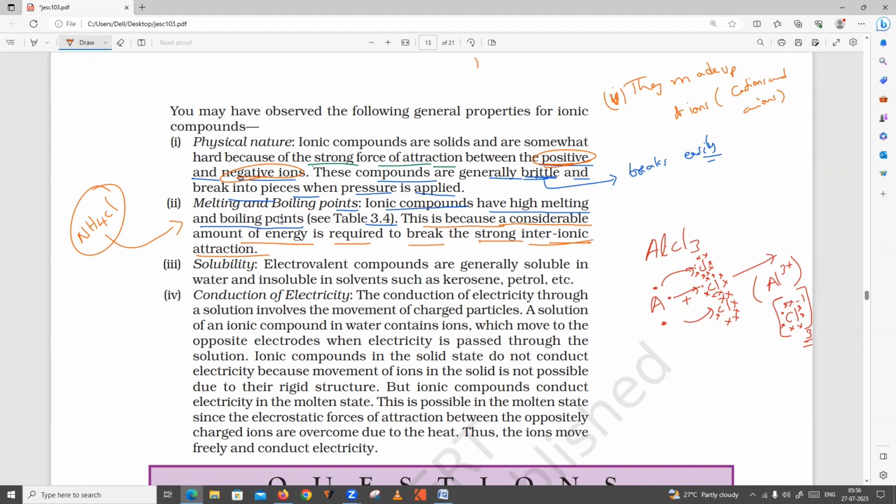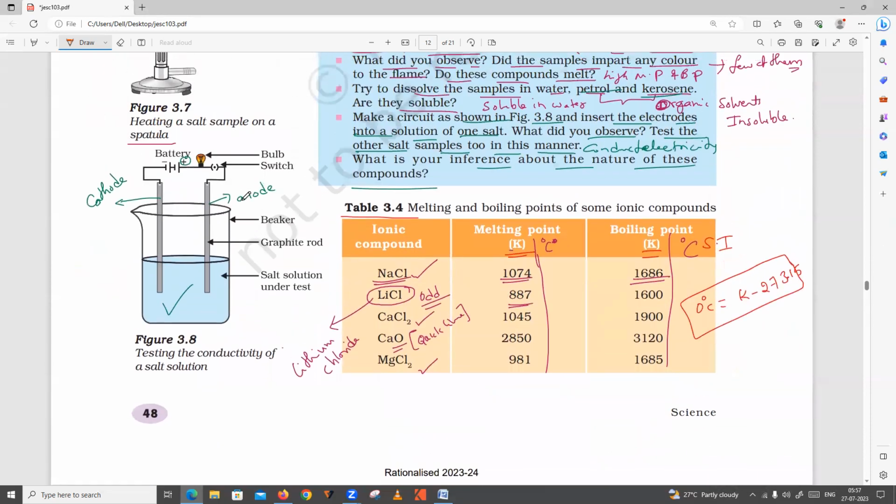So interionic attraction means what? The force of attraction present between the ions. Which ions? Cations and anions. Once again, cations means positive or negative? Positive. Anions means negative. But anode means what? Anode means it is positive. Please learn that. Cathode means what? Cathode means negative.